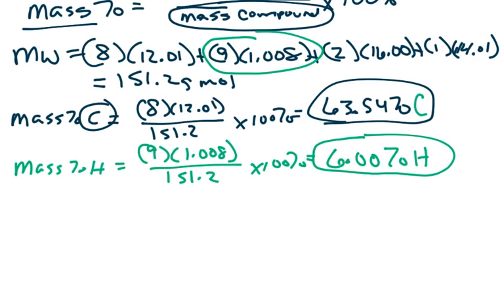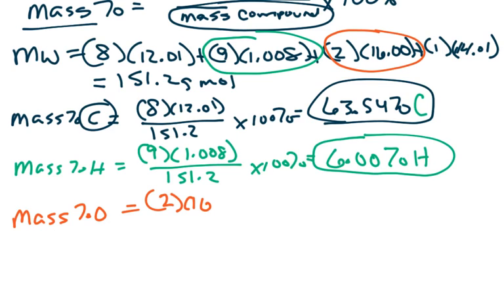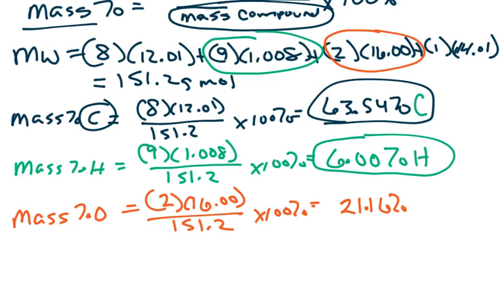So mass percent O is right here, equals 2 times 16 over 151.2 times 100% equals 21.16% O.